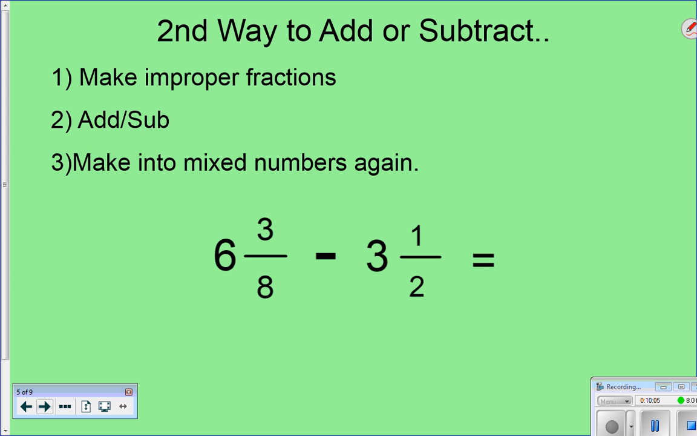Okay. All right, so here's the second way. Some of you like this way better, and that's fine. The second way is to make into improper fractions, subtract or add or whatever you need to do, and then make it back into a mixed number again. So you're kind of making a circle. You start with a mixed number, you change to improper fractions, you add or subtract, then come back and make a mixed number. That's totally up to you.